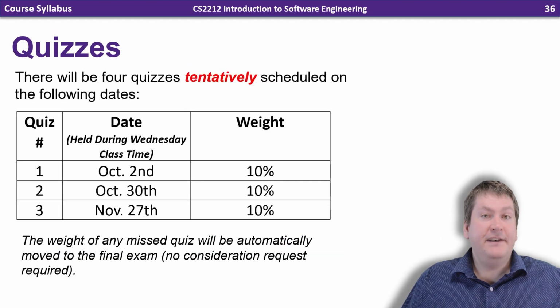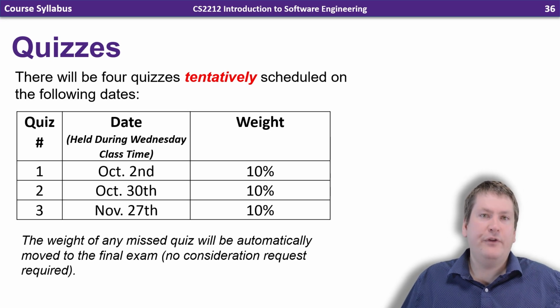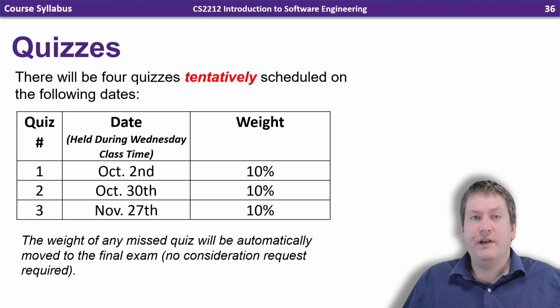So we do have some tentative dates for the quizzes. It's possible these might change a bit, and the official dates will be posted on OWL, but right now they're planned for October 2nd, 30th, and 27th. And they're each going to be worth 10%.